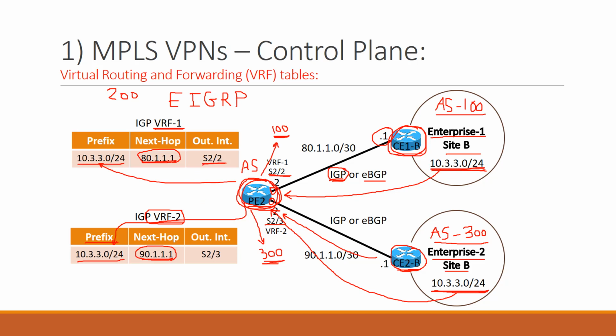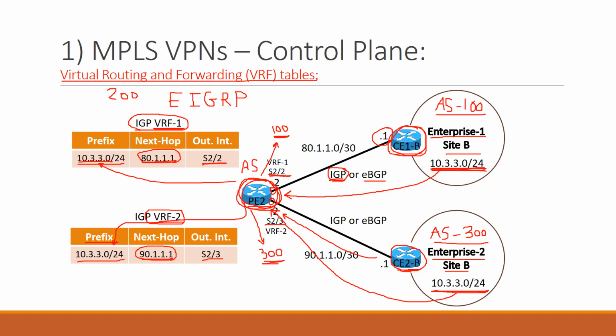And for sure, the output interfaces are different, and when PE2 receives a packet destined to 10.3.3.0, actually it will use labels. So we are not going to discuss this right now. I just want to tell you that each subnet or prefix learned by each customer will be stored in a specific VRF table. This is how VRF works.